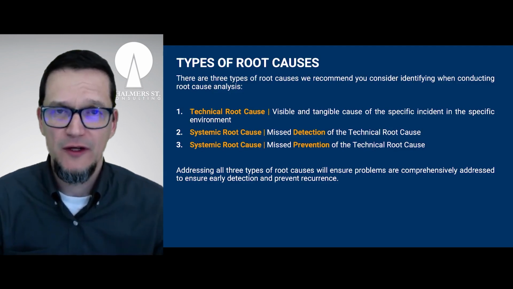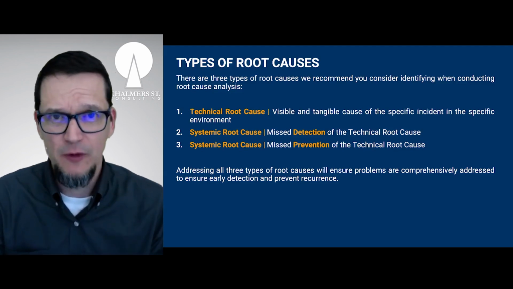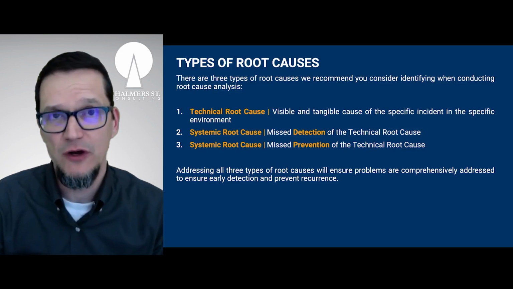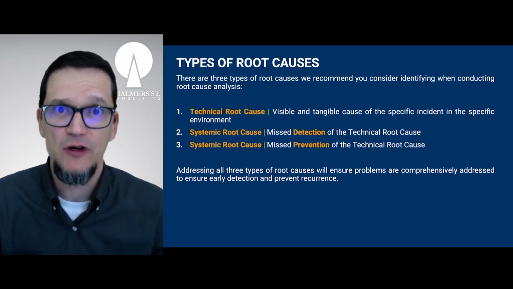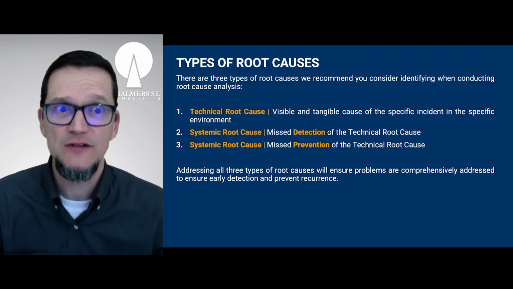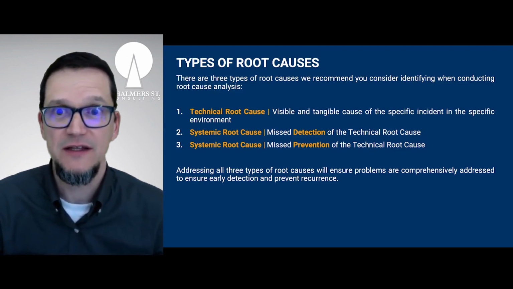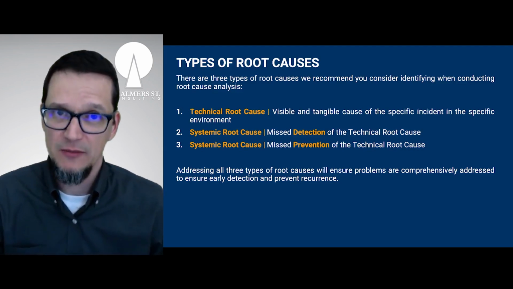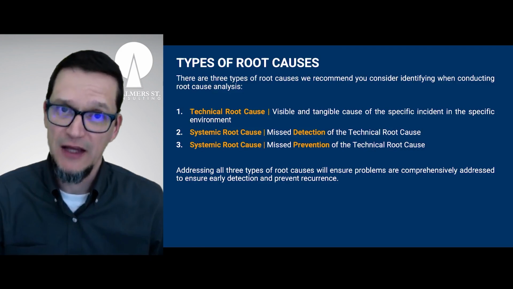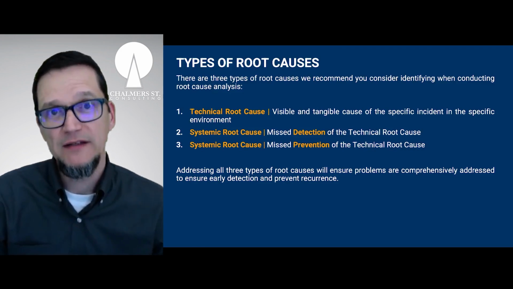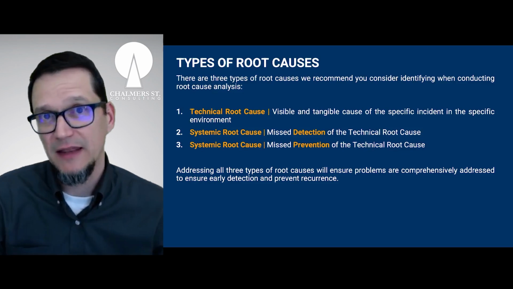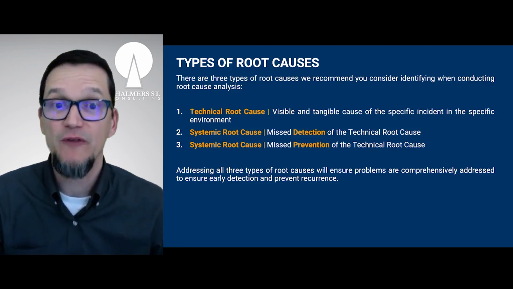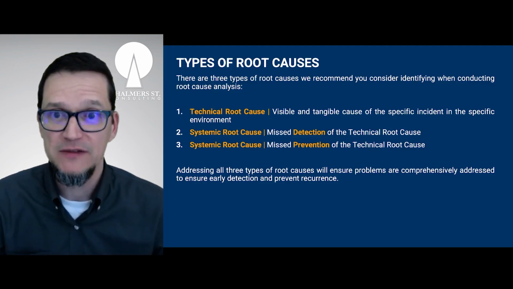A couple of other thoughts around root causes. We can differentiate between a couple of various types of root causes. One is the technical root cause, and that's really the visible and tangible cause of the specific incident that happened in this specific environment. The other two ways we can think about root causes is to look for detection and prevention. So why did the system not allow for early detection of the problem? Why did it not prevent the problem from happening in the first place, right?